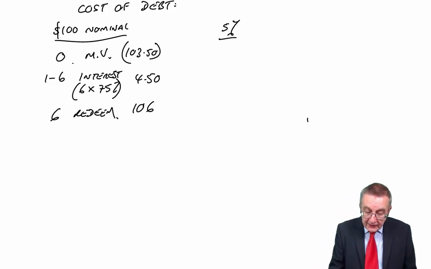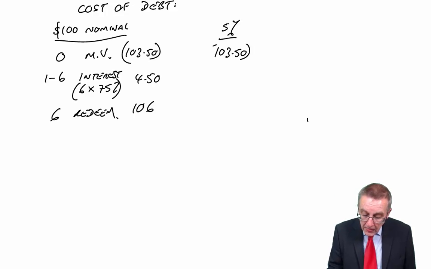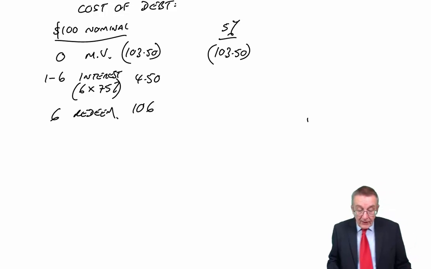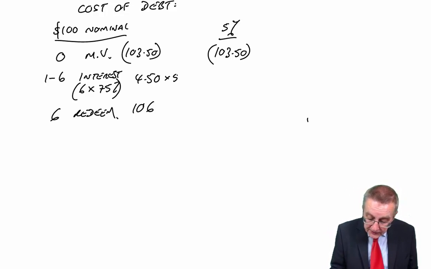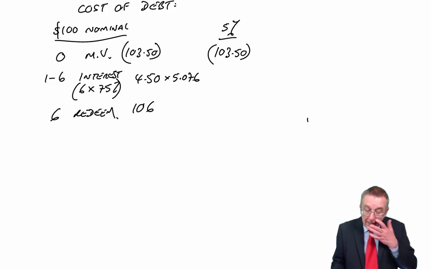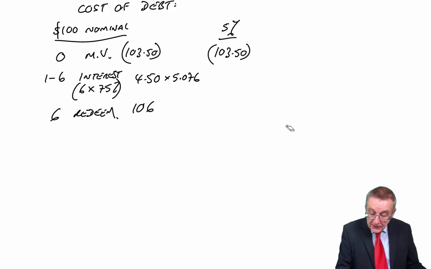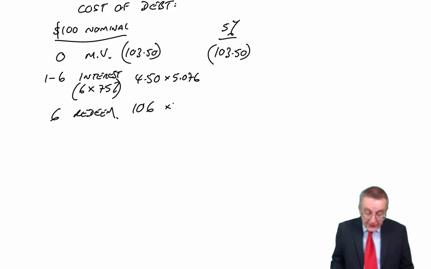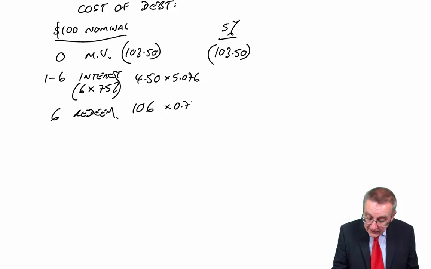So at 5%, the present value of 103.50 is 103.50. We've then a 6-year annuity, and so the annuity factor 6 years at 5% is 5.076. Before I multiply up, while I've got my tables, the redemption, the ordinary discount factor, 6 years at 5% is 0.746.